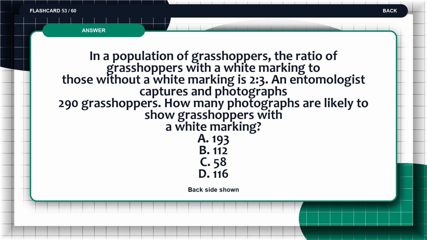The answer is: in a population of grasshoppers, the ratio of grasshoppers with a white marking to those without a white marking is 2:3. An entomologist captures and photographs 290 grasshoppers. How many photographs are likely to show grasshoppers with a white marking? A) 193, B) 112, C) 58, D) 116.